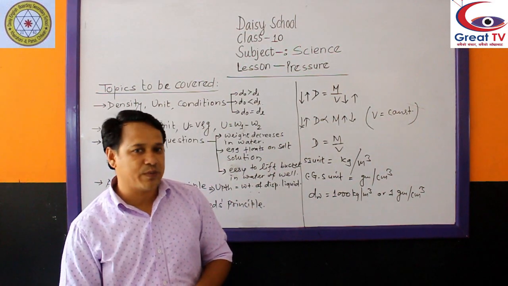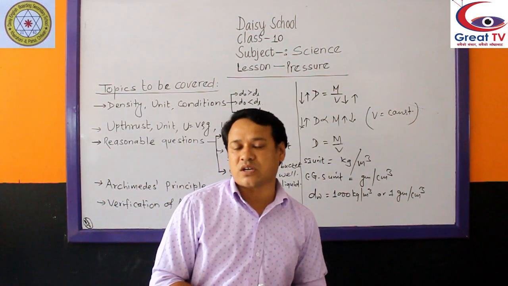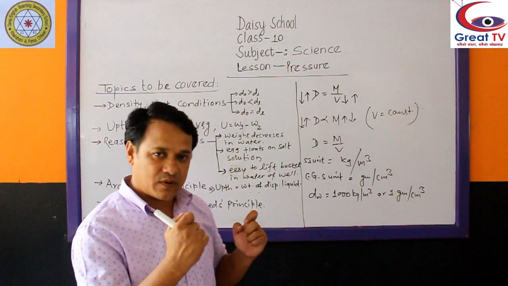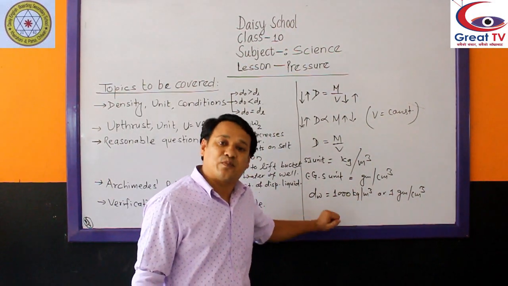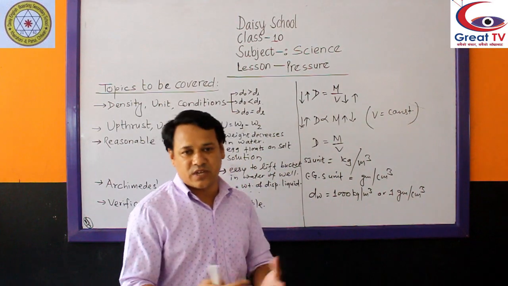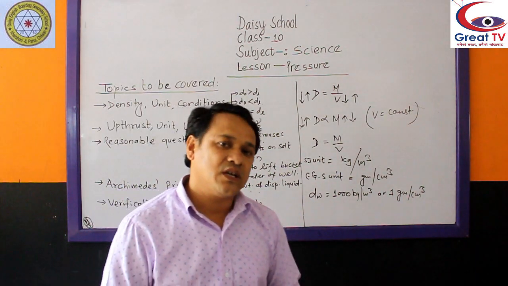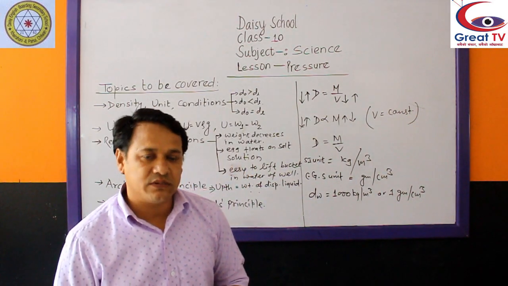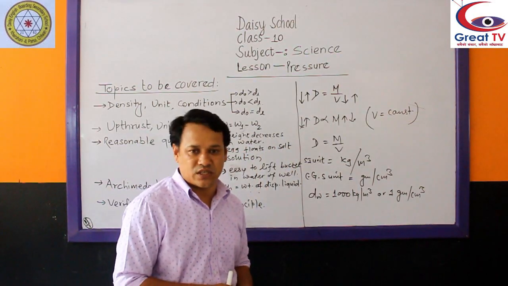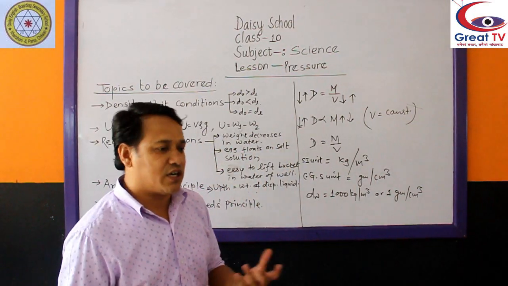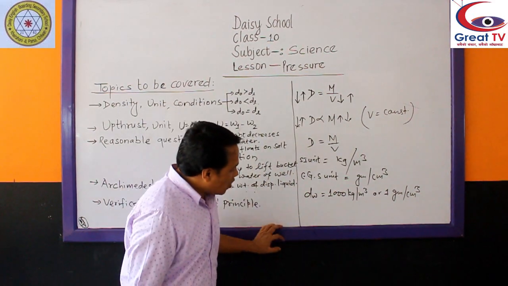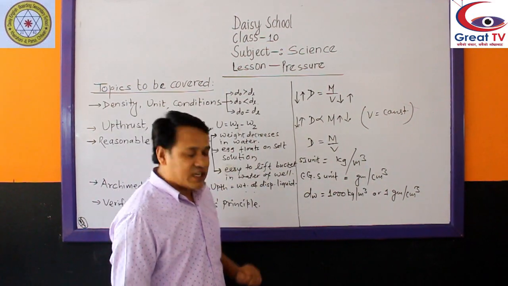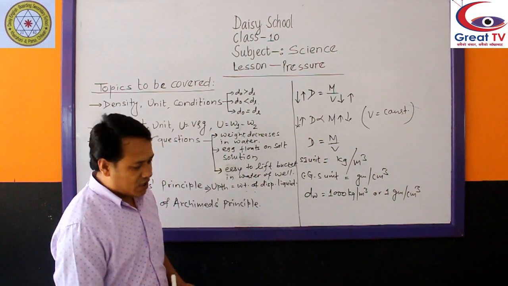In a numerical problem, if the density of water is not given, then you have to write it yourself. The density of water is 1000, because it is standard, you have to know. Except water, if there is another liquid like mercury, then the density will be mentioned in the question. The density of mercury is 13.6 gram per cm cube. We know density is mass per unit volume.